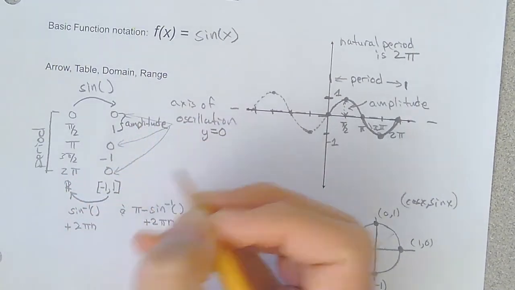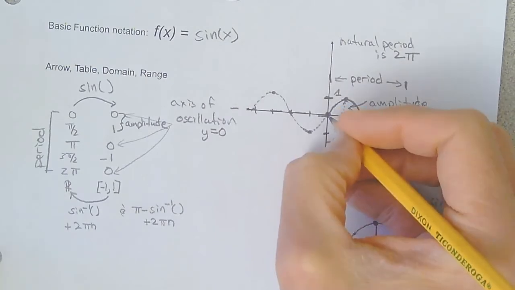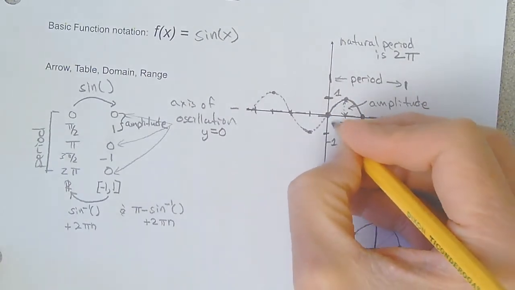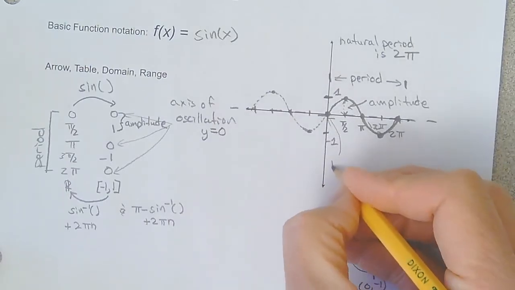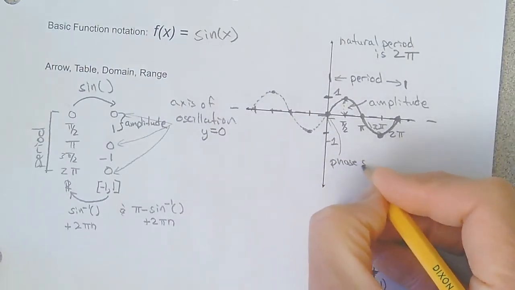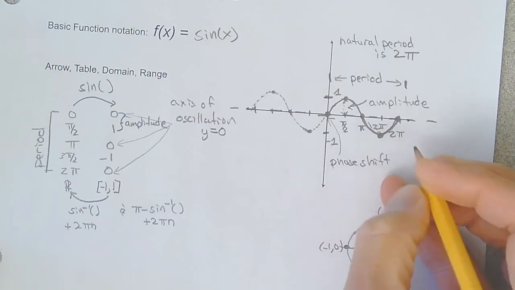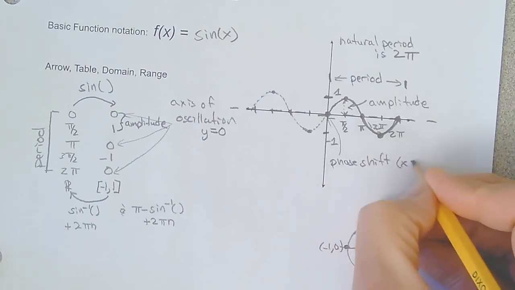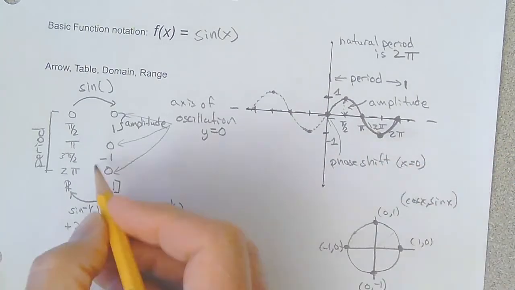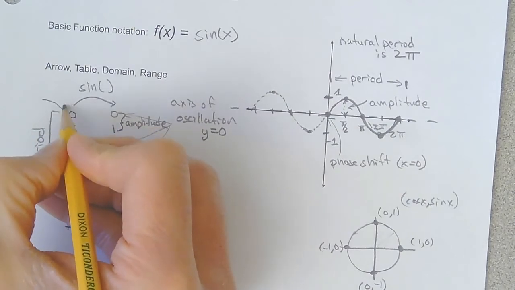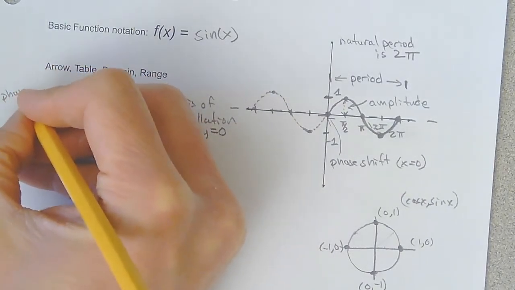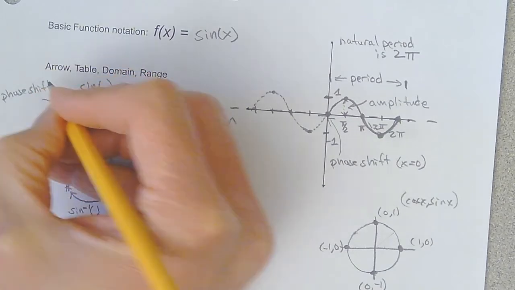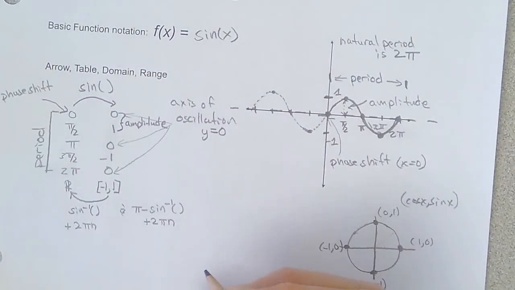And then this point starts here. This is the starting point that hasn't been shifted to the left or the right. This is called the phase shift. The phase shift naturally is x equals 0. That's an input of 0. Here is where our natural input is 0, and so we'll always be able to read the phase shift off of that.